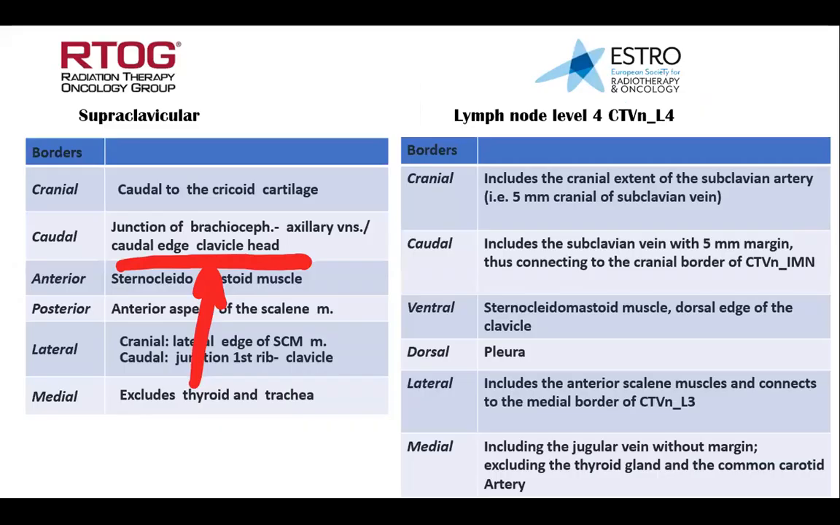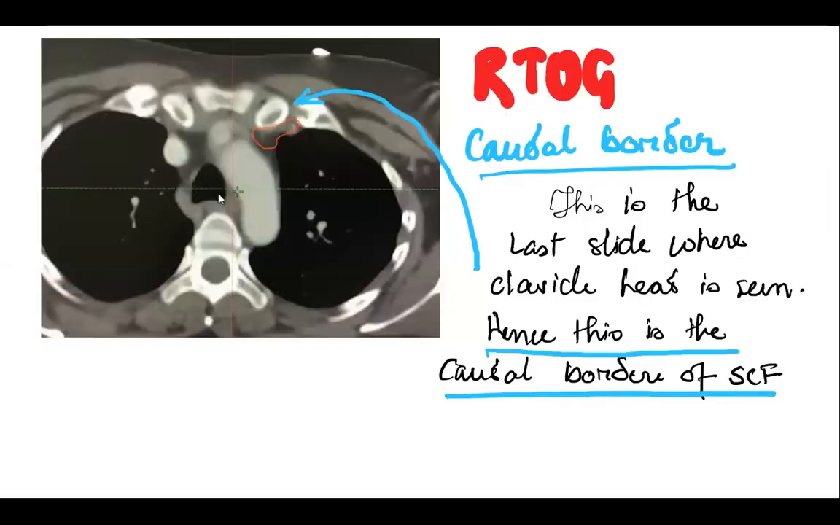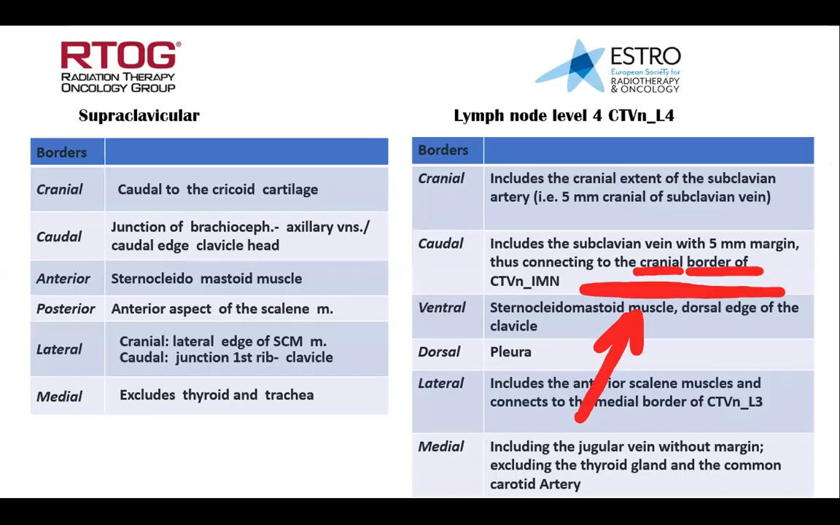So now just moving ahead with the caudal border. In RTOG we will take it as the caudal edge of the clavicular head. So this is a slide we can see. This is the last slide where we can see the clavicle head, and so this slide becomes my caudal border for the RTOG. But for ESTRO guidelines, we will first need to identify the subclavian vein.